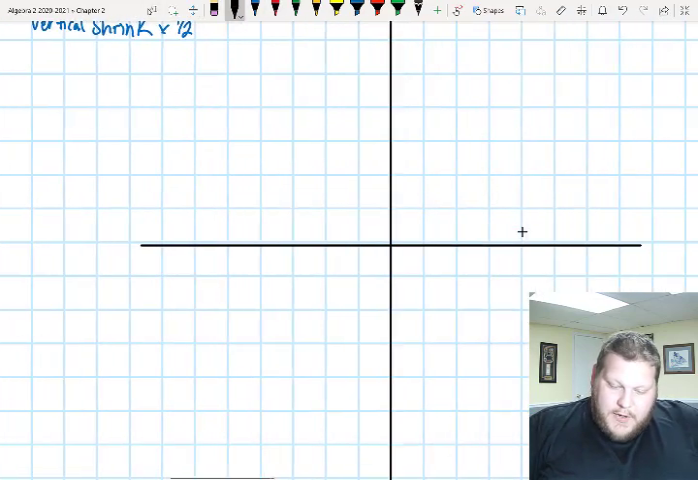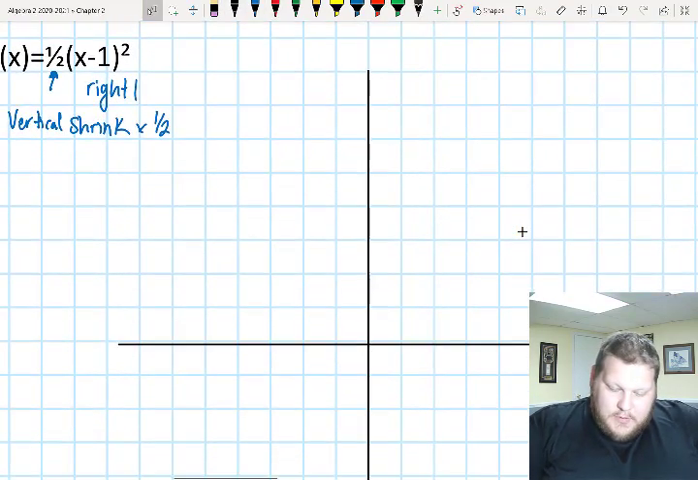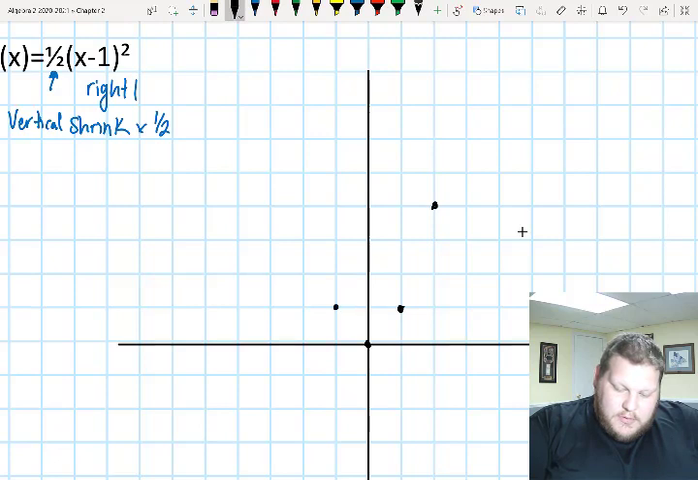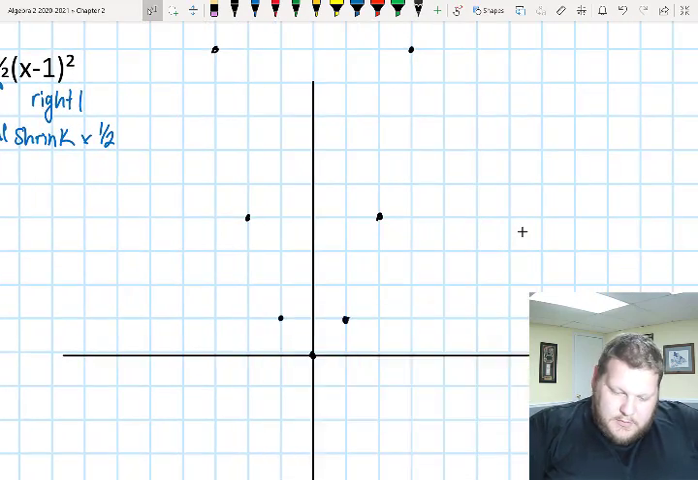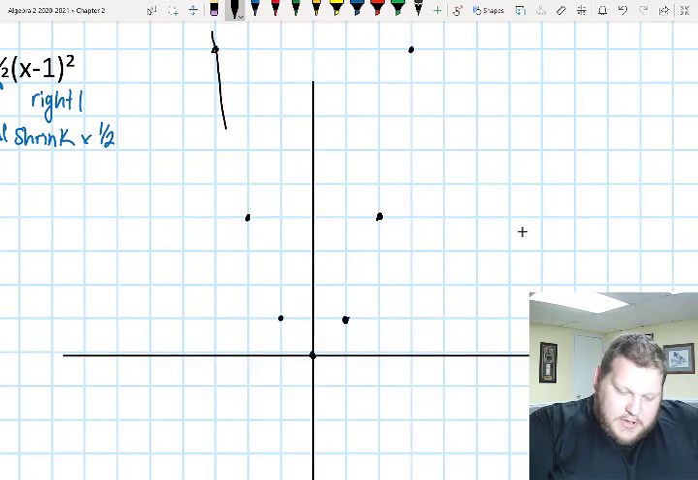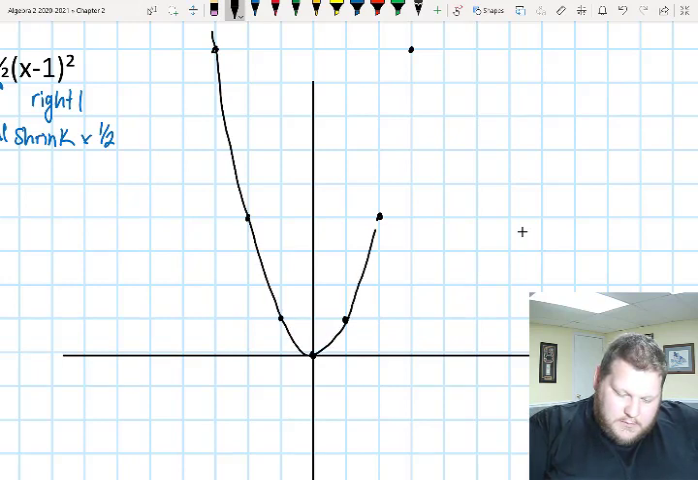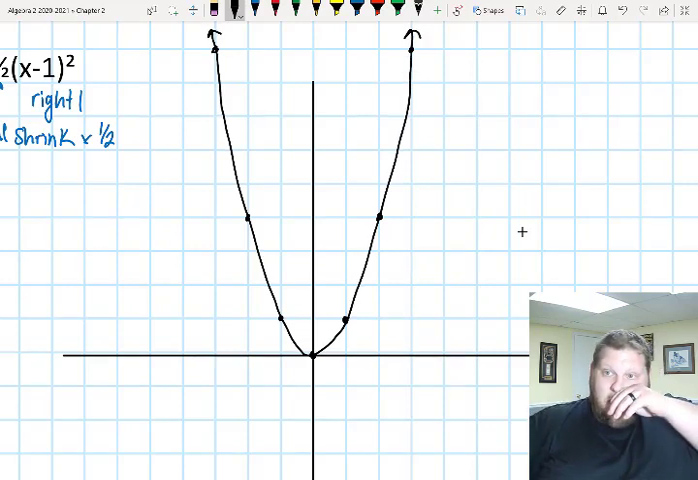So I'm going to use black for my parent graph. We know, again, 0, 0, up 1 over 1, up 3 over 1, up 5 over 1. So now, again, just try and make a nice smooth curve. Beautiful. That's my parent graph.